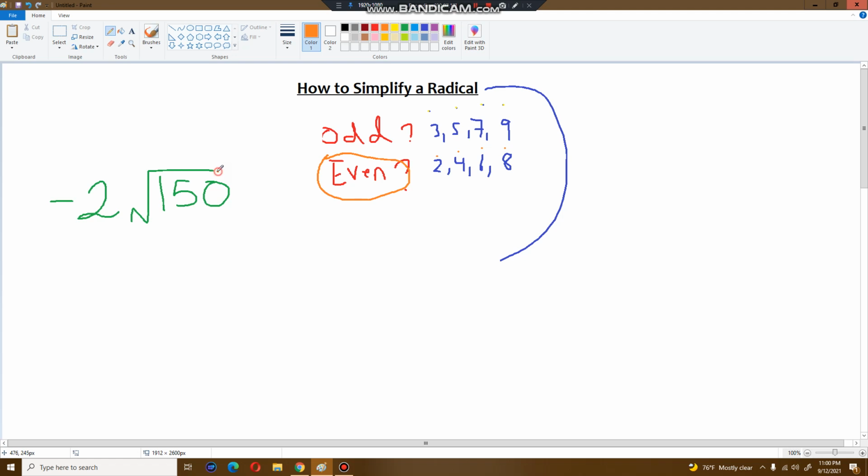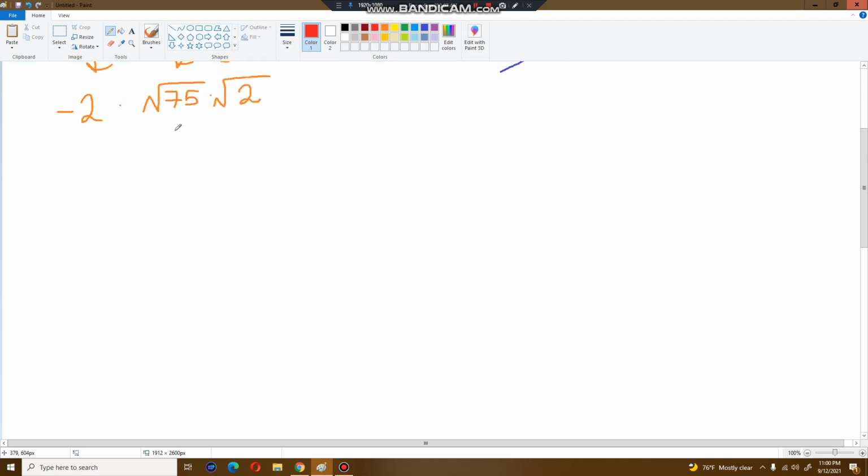So again, start with the number inside of the square root. Is it odd or is it even? It's definitely even, isn't it? So I should be able to multiply by 2, 4, 6, or 8. Well, let me see if I can multiply it by, how about 2? I know that 75 multiplied by 2 will give me 150. And of course, don't forget the minus 2, drag it down. Right? Let's continue on.